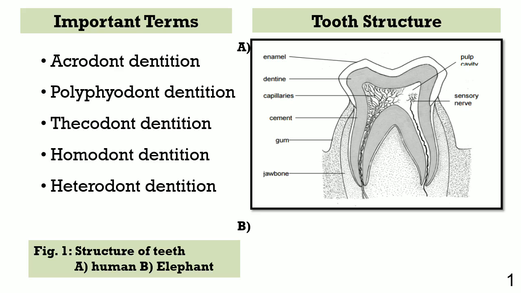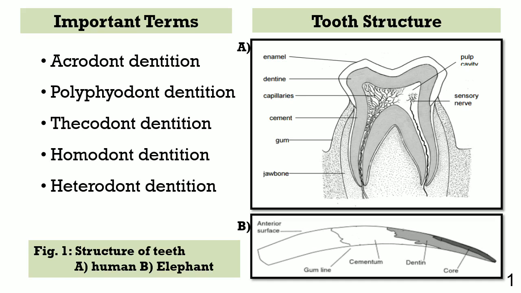Gingival sulcus is the small space between the tooth and the gum. Even people with healthy teeth usually have a depth of 1 to 2 mm in this space. When this space deepens due to inflammation, it is called the periodontal pocket or gingival pocket. So this is the structure of a tooth. This is the diagram of an elephant tooth, which has core, dentin, cementum and gum line.